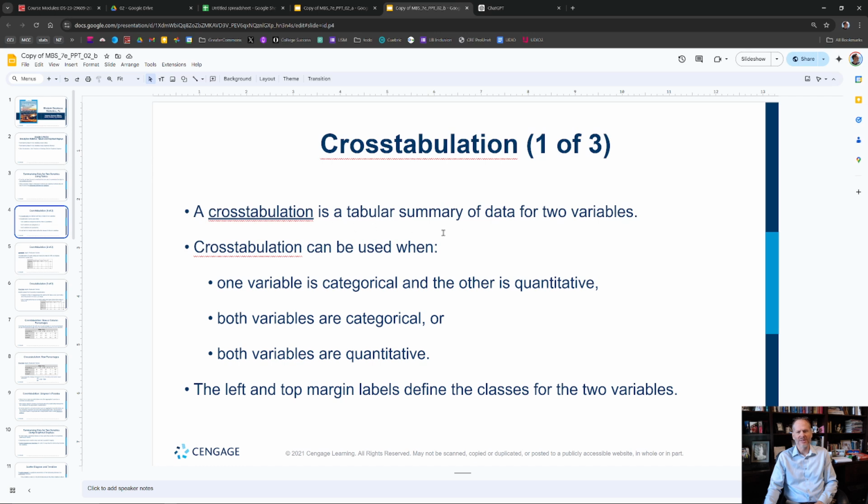Cross-tabulation is a tabular summary of data for two variables. Cross-tabulation can be used when one variable is categorical and the other is quantitative, or when both variables are categorical, qualitative, or when both variables are quantitative. So you could do a cross-tabulation with any type of data, the same or different. The left and top margin labels define the classes of the two variables.